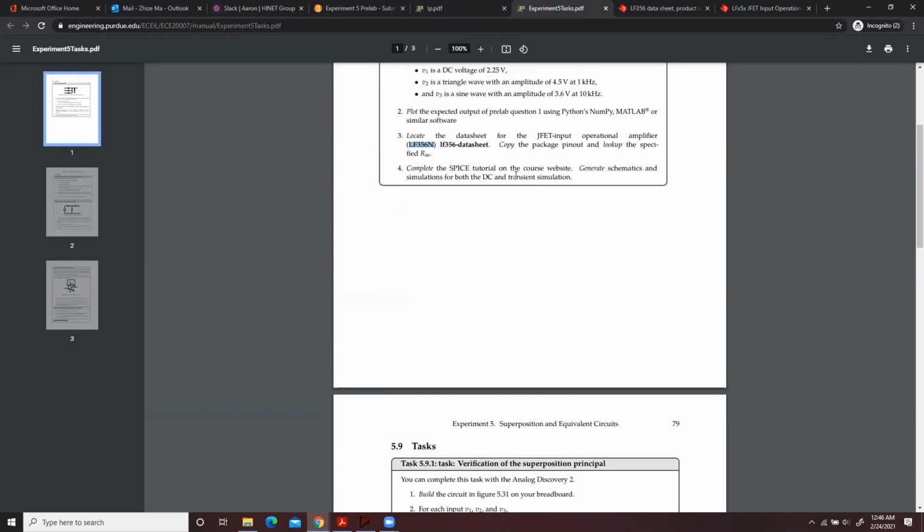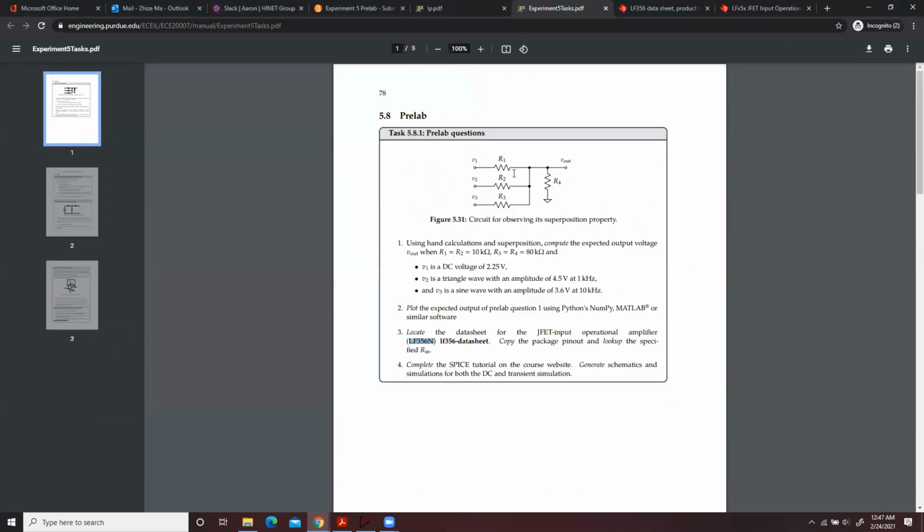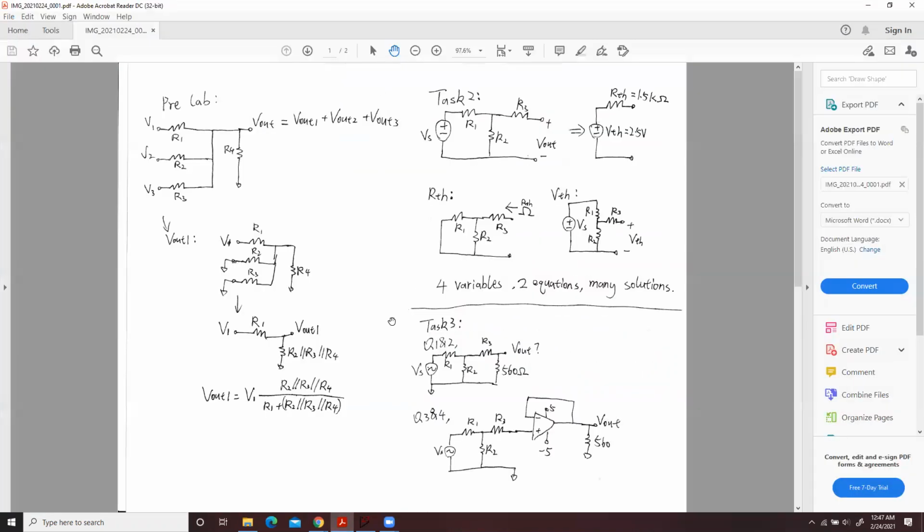All right, then let's talk about lab 5, the superposition. Firstly, let's talk about the pre-lab. Here is the pre-lab circuit.